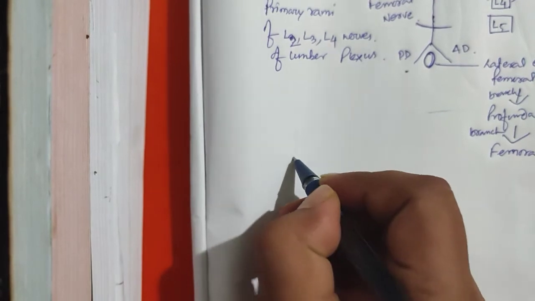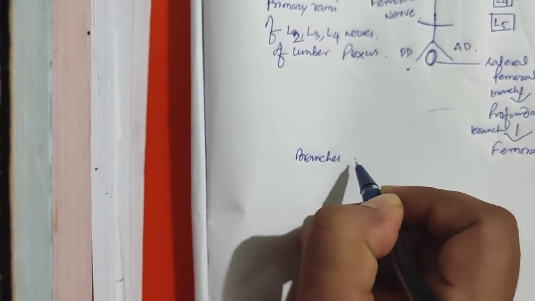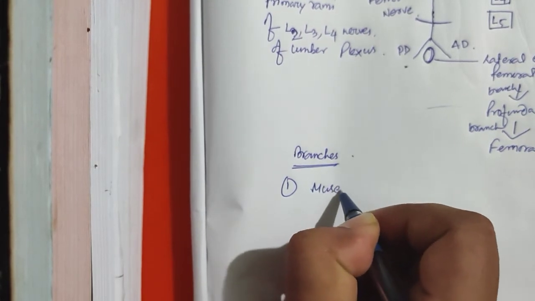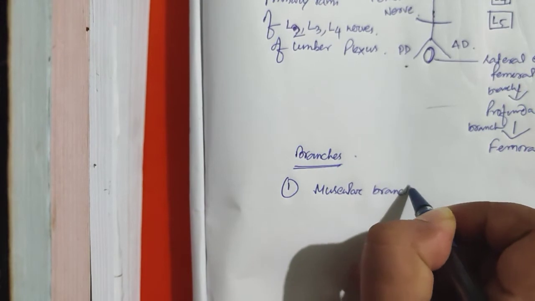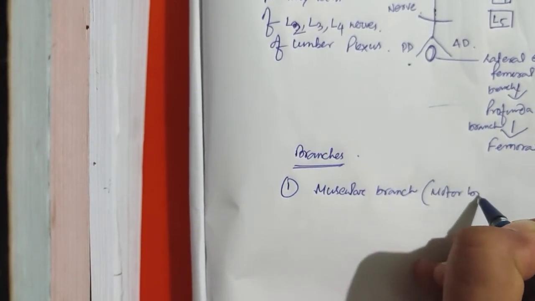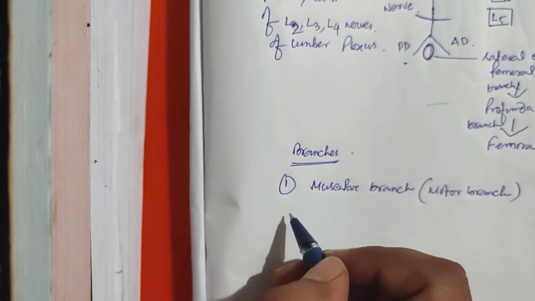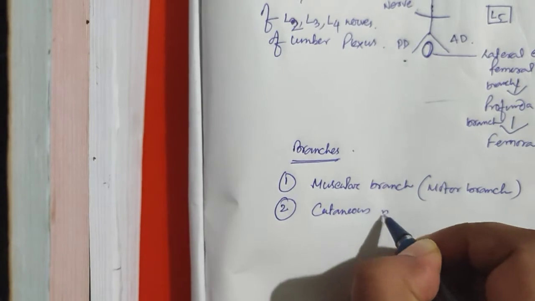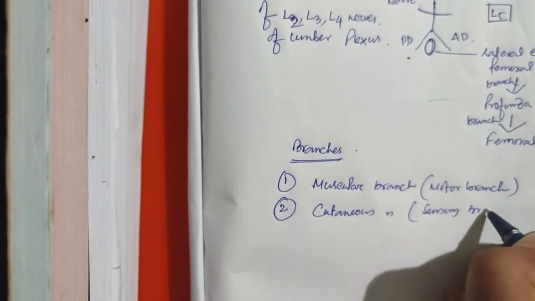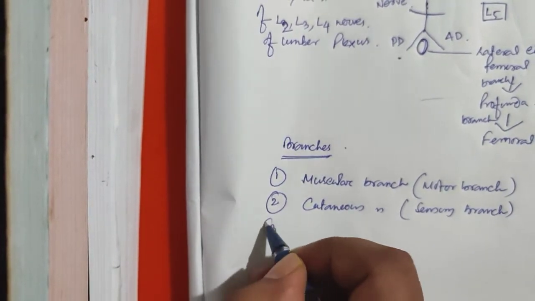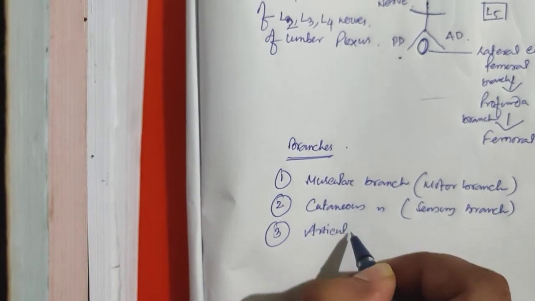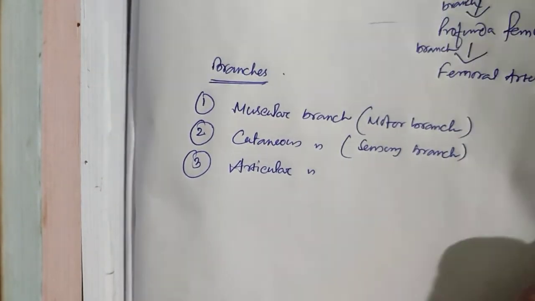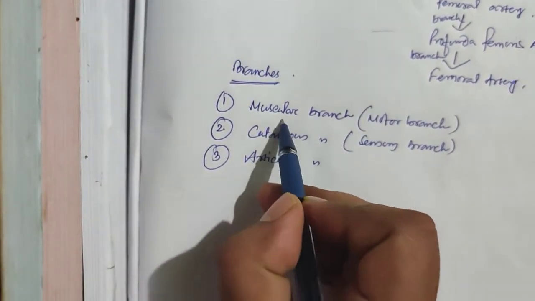Next, branches. Here there are a total of 3 branches. One is the muscular branch, which is also called the motor branch. Next is the cutaneous branch, also called the sensory branch. And the next branch is the articular branch. Now the first one, the muscular branch.